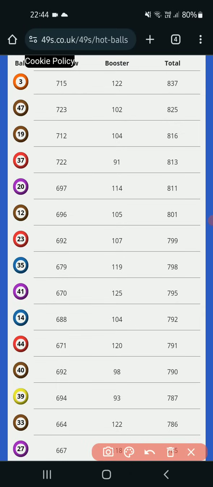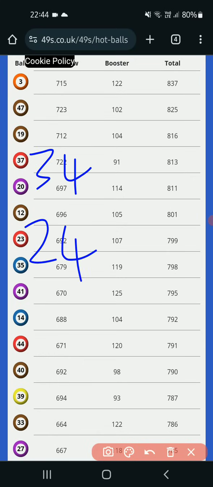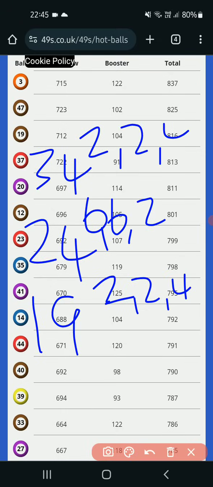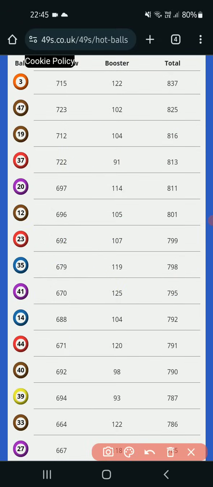Which one is the next? The next one that we need to remind each other about? It's the 34, 24, and 19. Yes, and 19. These are sitting on very good chords. 6, 6, 2. This one is 2, 2, 4, and this one is 2, 2, 4. Okay, so don't sleep on those numbers.